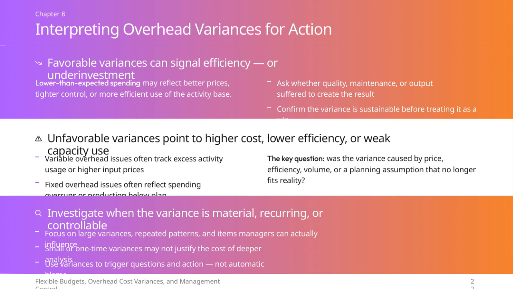Investigation should focus on variances that are significant, recurring, or within the manager's control. We concentrate on large or repeated variances because those are where intervention can make a real difference. Small or one-time variances usually don't justify investing extra time and resources for deep analysis. Ultimately, variances should be used to trigger thoughtful questions and informed action rather than assigning automatic blame. This approach supports better management control and more effective budgeting overall.